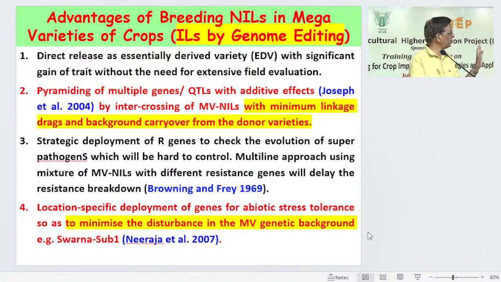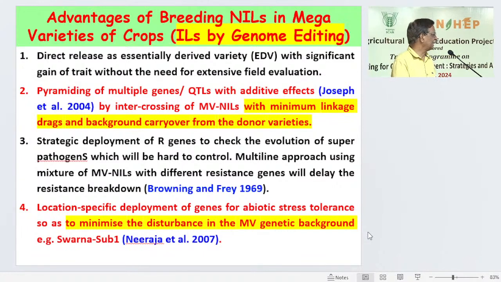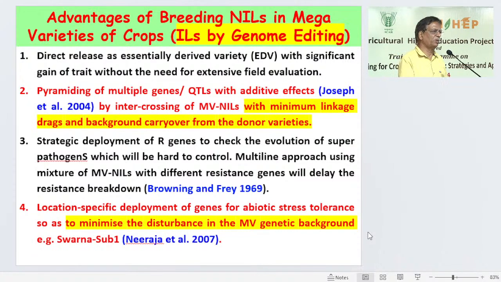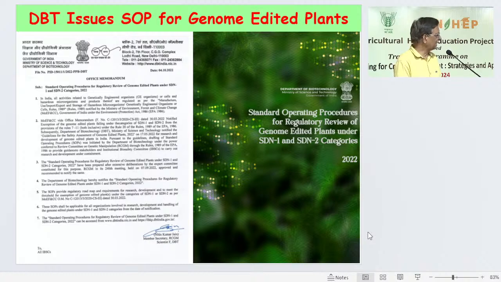You can put only those genes in the variety which are enough for that particular pest. And the multi-line concept has already been promoted by KJ Frey a long time back, but now we have the tools to develop really truly isogenic lines where you can deploy this technology. Once again, one can have location specific deployment, meaning use only those genes which are needed. Don't unnecessarily put in genes that bring unnecessary linkage drag or unnecessary burden on the plant.